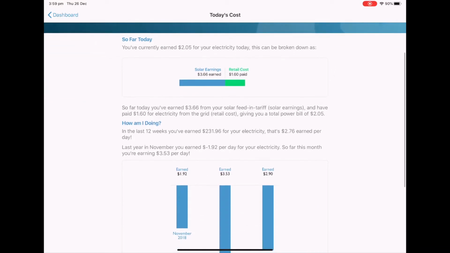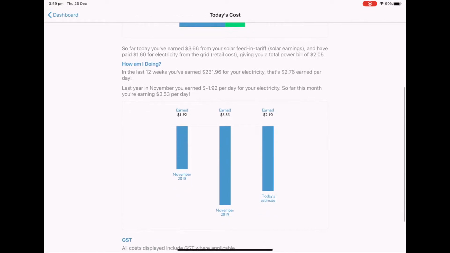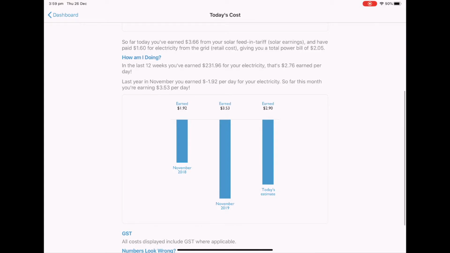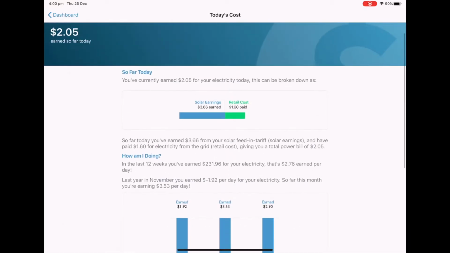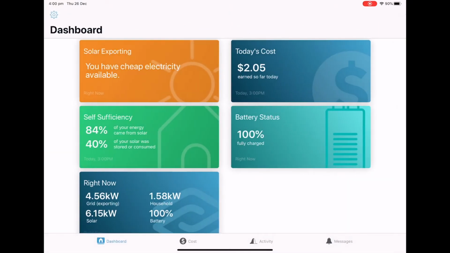Now you can go down a little bit further and it goes on to say a bit more. So today's estimate $2.90, November $3.53, and November 2018 was $1.92. So that's some good information there.